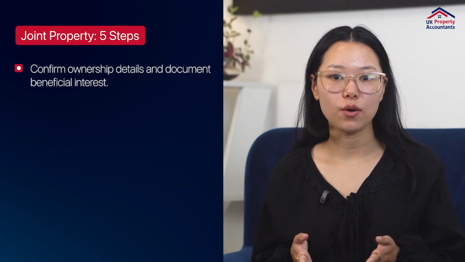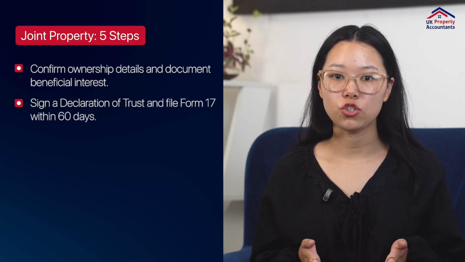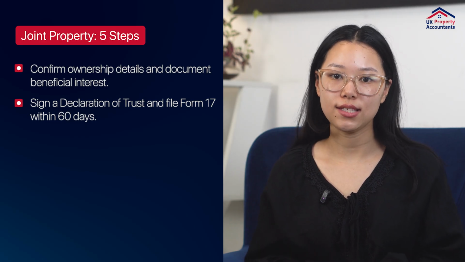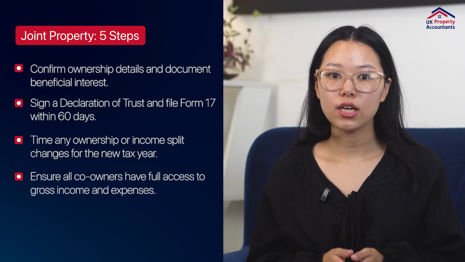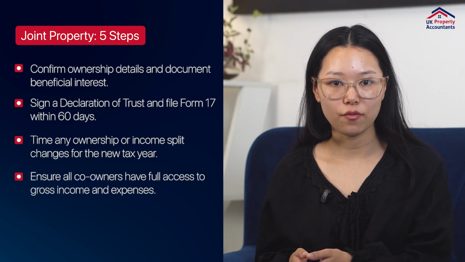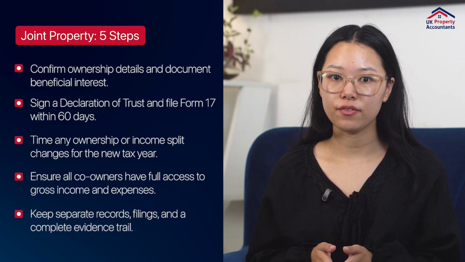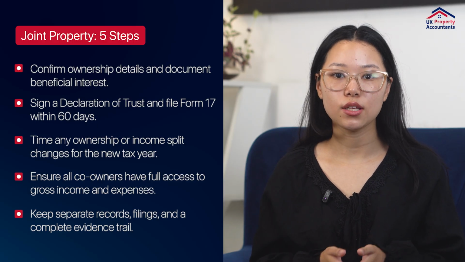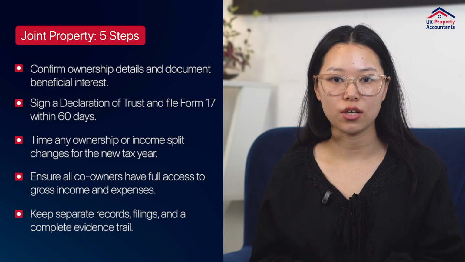5 practical steps. 1. Confirm how each property is held and whether beneficial ownership is properly documented. 2. If an unequal split is genuine and appropriate, put a declaration of trust in place and file Form 17 within the 60-day window. 3. Time any change to the start of a tax year. 4. Ensure every co-owner, especially the passive one, has access to gross income and expense figures. 5. Retain the full evidence trail. Declaration of trust, Form 17, acknowledgement, completion statements, ownership percentages, and keep each co-owner's records and filings genuinely separate.